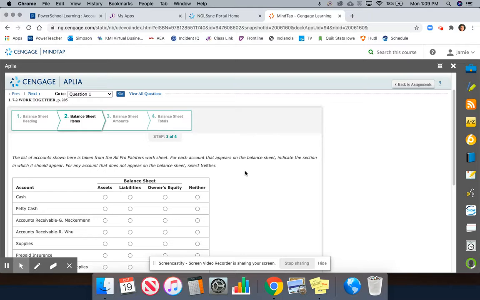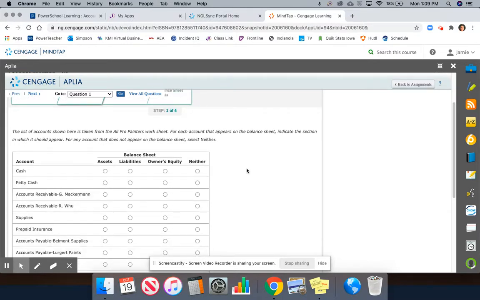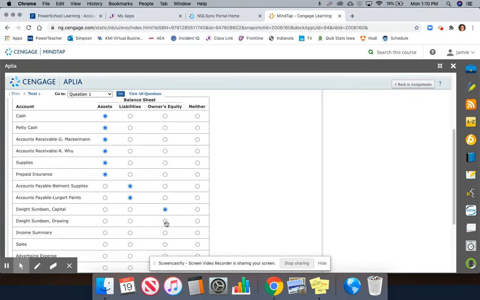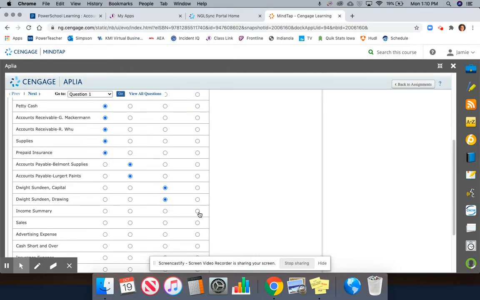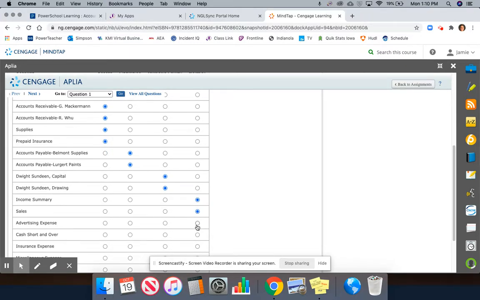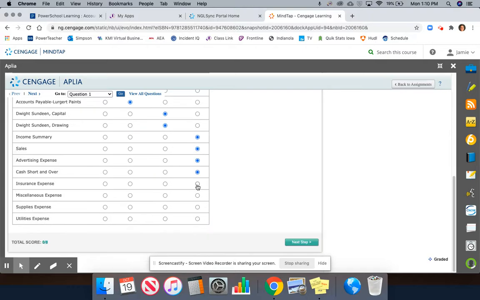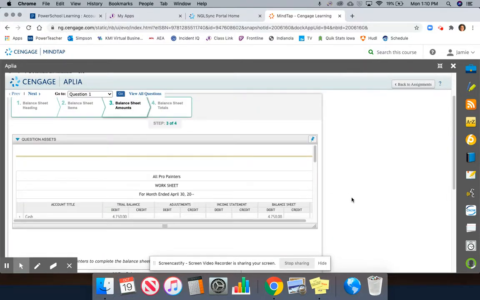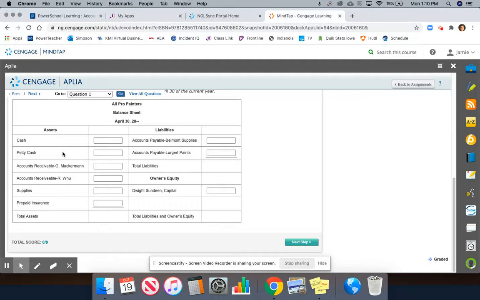Next, we need to select the types of accounts that go into the balance sheet. So we need to make sure that all of our assets are included, our liabilities, and our owner's equity. And then the rest of these you can list as neither. They would be our revenue and our expenses. So now we have our balance sheet created with the assets, liability, and owner's equity.